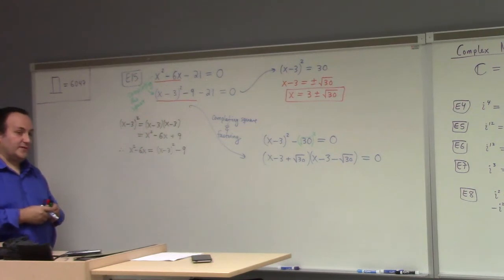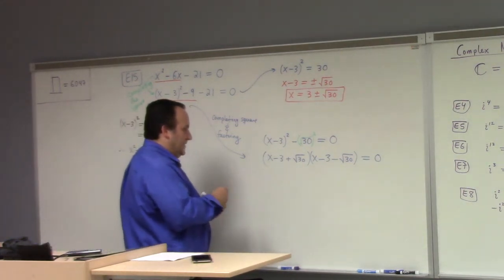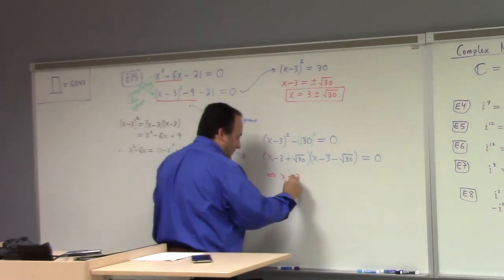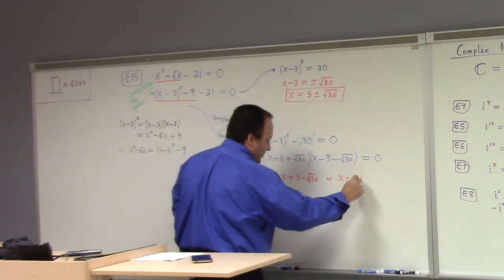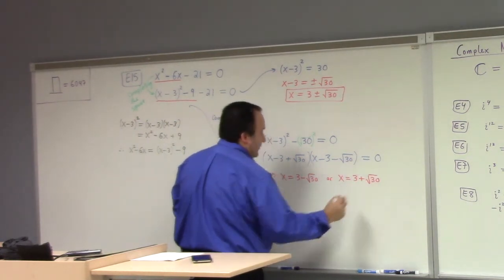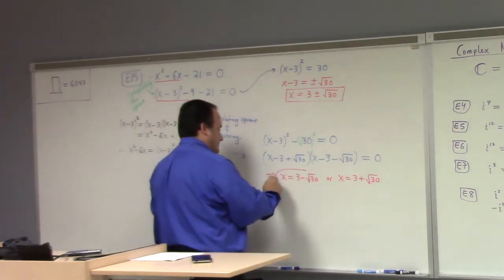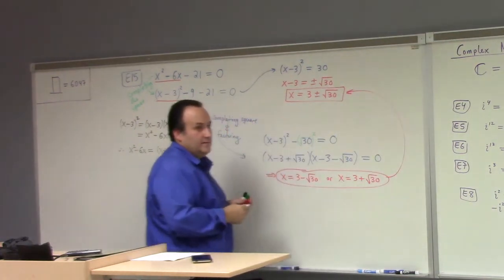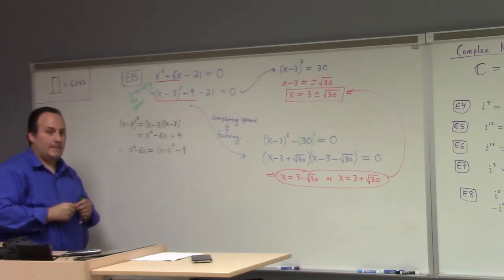That means either one or the other has to be 0, right? So this tells me that x is equal to 3 minus root 30, or x is equal to 3 plus root 30, which of course is exactly what? The same answer as we had up here, just written in two parts rather than the plus-minus notation.